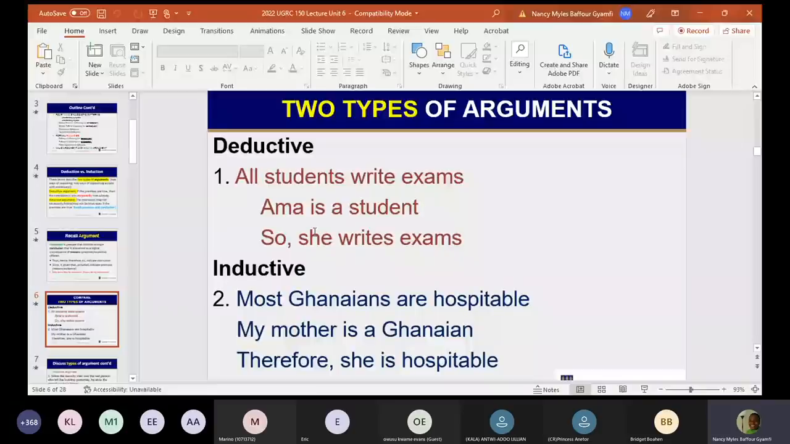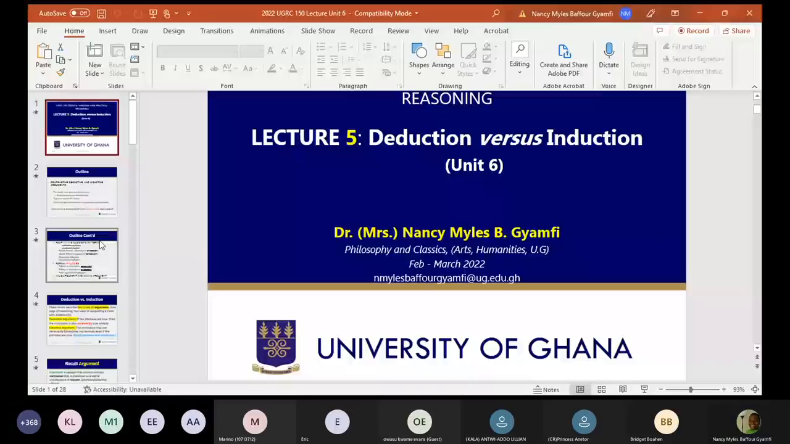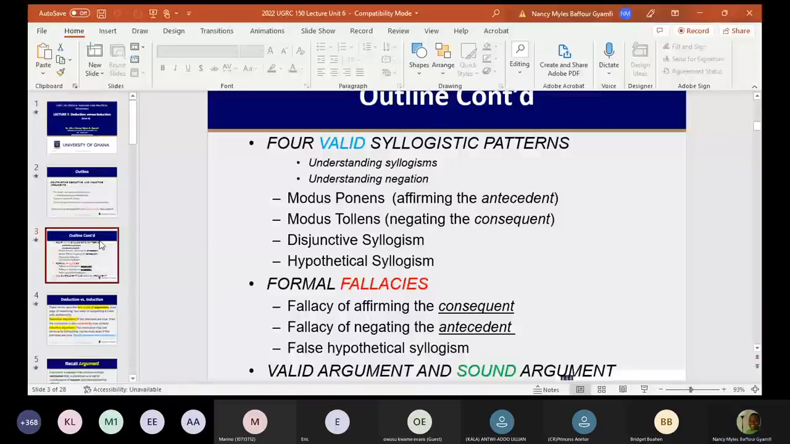We don't care what is happening in the conclusion. So the focus is on what? The premises. All students write exams. Amma is a student. We have affirmed the antecedent. Therefore, see the conclusion, she writes exams. This is valid, and the validity is by modus ponens. See the name we gave to that. I changed my slide, I'll go back. See, modus ponens has another name. It's called affirming the antecedent.